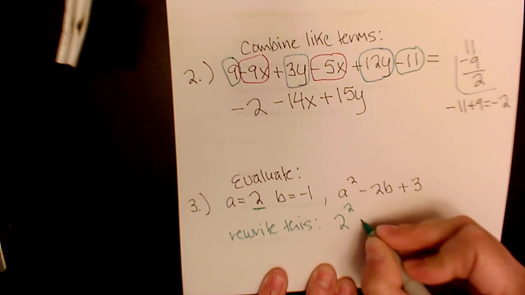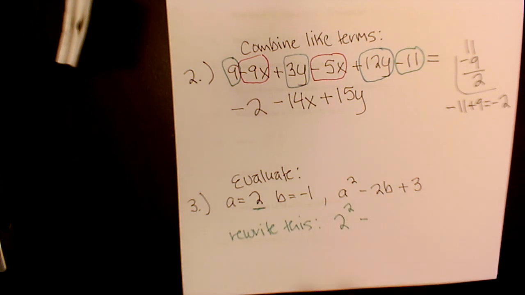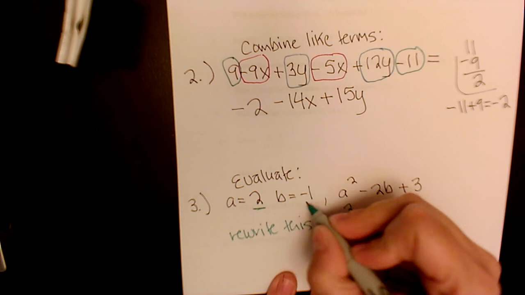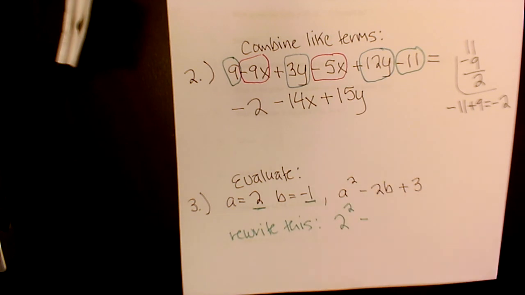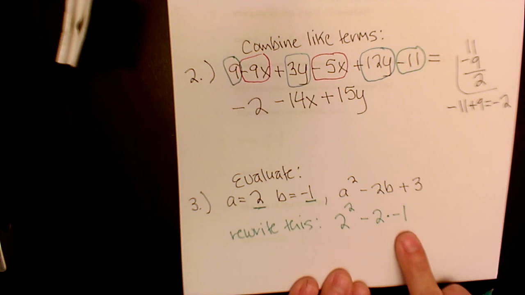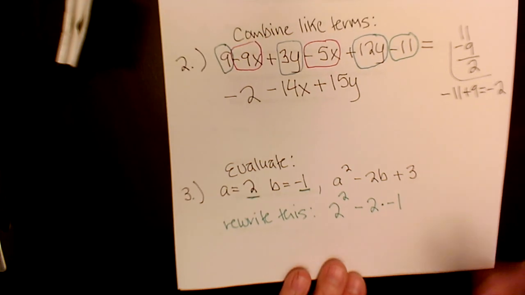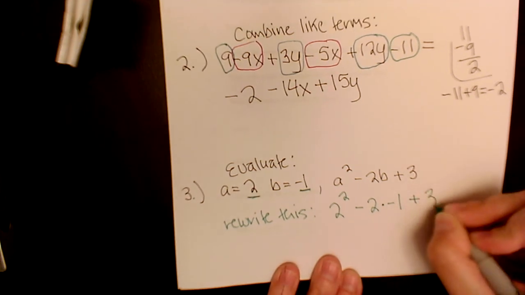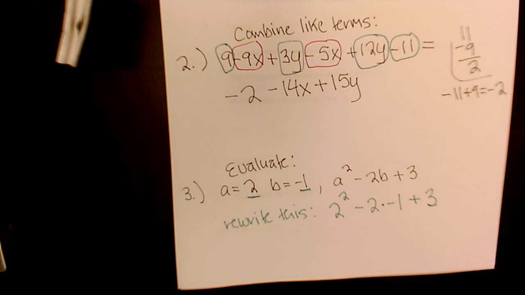So that's 2 squared. Bringing down the minus. B is negative 1. So minus 2, just taking out the b and putting in a negative 1. And then bringing down the plus 3. So a is going in wherever there's an a. 2 is going in for wherever there's an a, and negative 1 is going in for wherever there's a b.